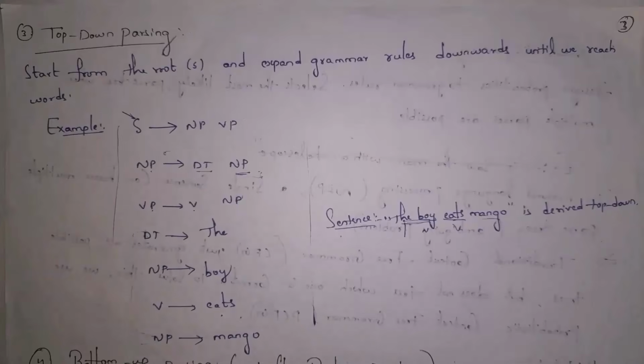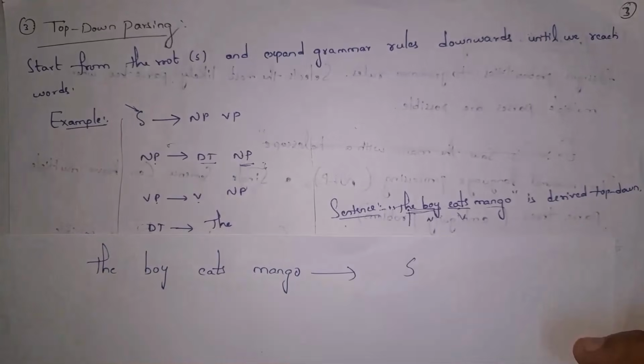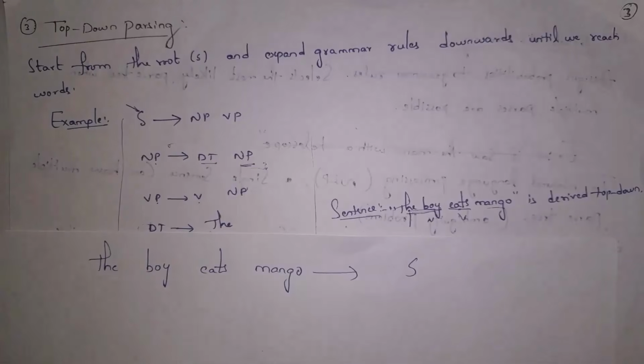Next I will explain what top down parsing is. In top down parsing, we start from the root. That is, we start from the sentence and then we apply grammar rules until we reach each word. I'll give one simple example so that you can clearly understand this definition. For example, there is the sentence the boy eats mango. This is the complete sentence. I already told you each and every sentence contains two parts: one is the noun phrase and the next one is the verb phrase.